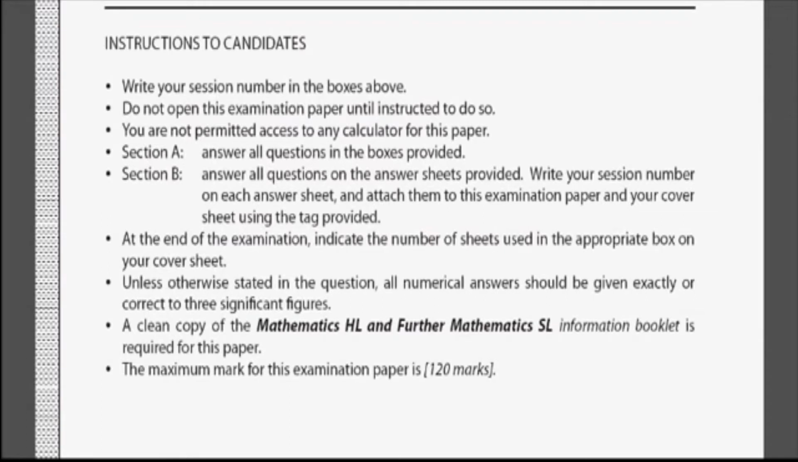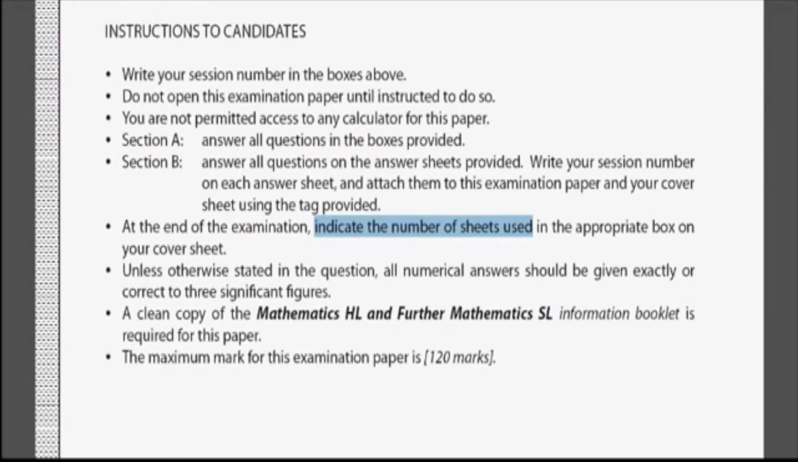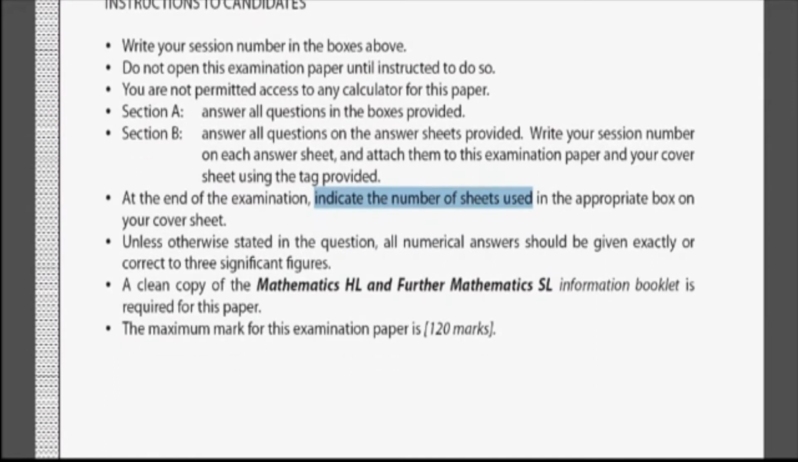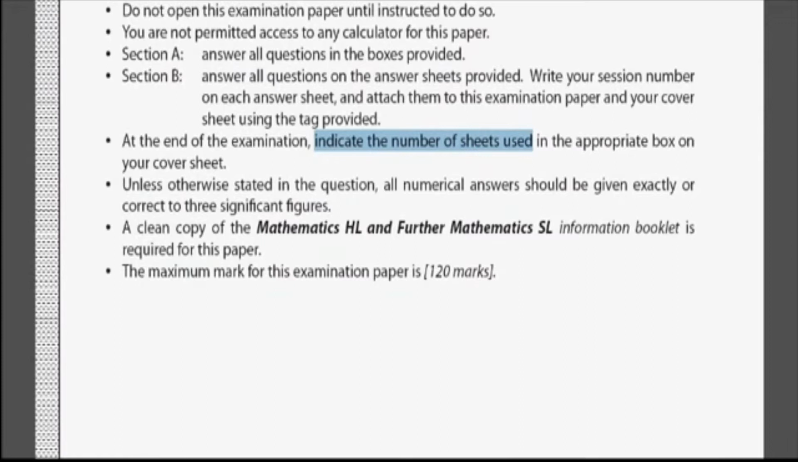And do not forget to indicate the number of sheets used. That's very important because that helps to not miss any of your answer sheets. Please number your sheets and then write the number of sheets on the front page clearly. This is very helpful, and you know the reason behind it. In case any of the papers were missing, then they can easily identify if it is really missing or not. The other thing is all numerical answers should be given exactly or correct to 3 significant figures. Be careful about it, unless it's mentioned there that you have to give it in any other way.